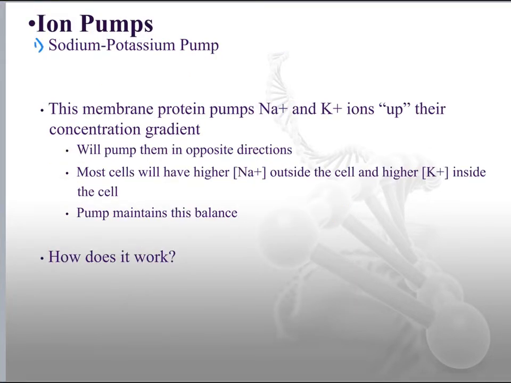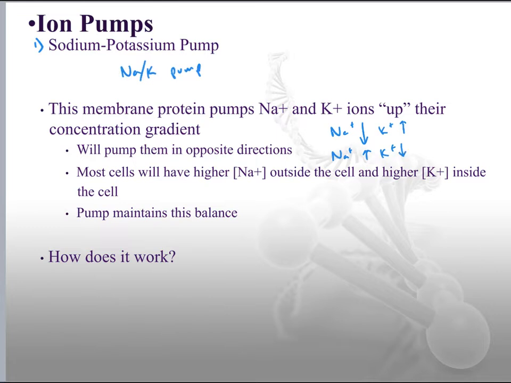So, we're going to talk specifically about one pump here, the sodium-potassium pump. Okay, sometimes you'll see it written like that. Sometimes you'll see it written like that. So those are just the chemical symbols for sodium and potassium. This membrane protein pumps sodium and potassium ions up their concentration gradients, so it's making both of them go up. It will pump them in opposite directions, so if sodium is going in, then potassium's going out, right? Or if sodium's going out, then the potassium is coming in. They're going in opposite directions.